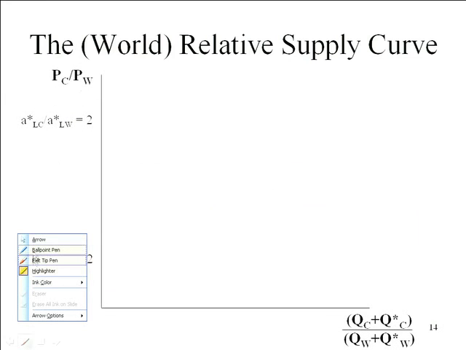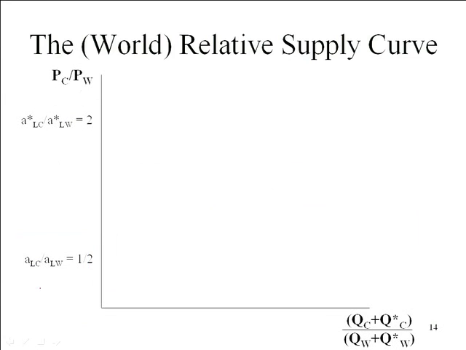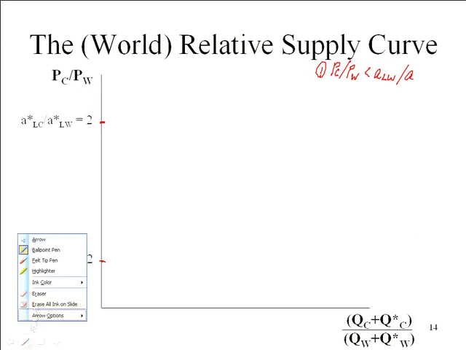Notice on our horizontal axis, we've got the total production of both countries in cloth divided by the total production of both countries of wine. On the vertical axis, we've got the relative price of cloth. And I've already put in the relative autarky prices in Portugal and England. So the first thing we want to think about is, suppose that the relative price of cloth is less than the opportunity cost of producing cloth in Portugal.